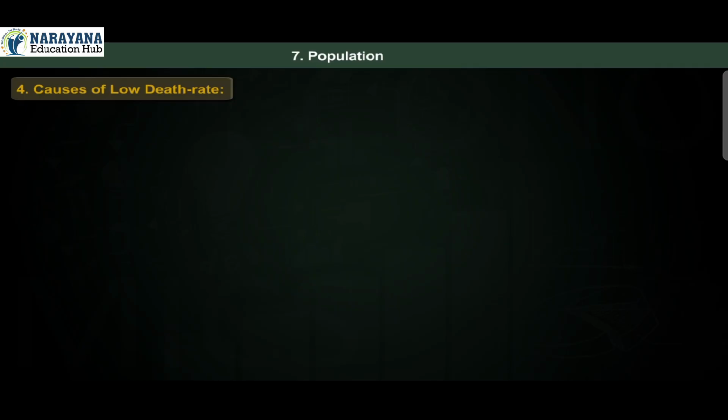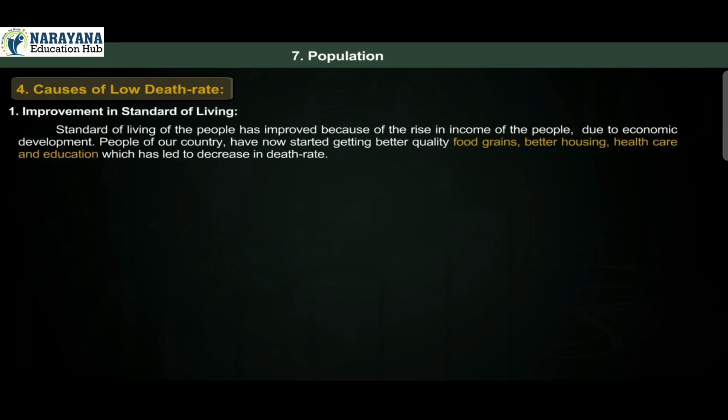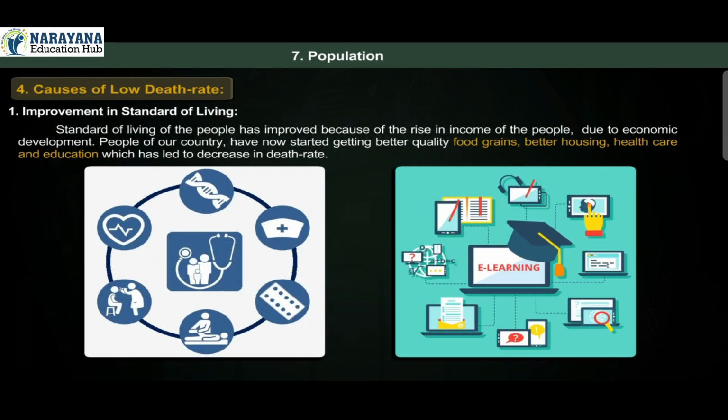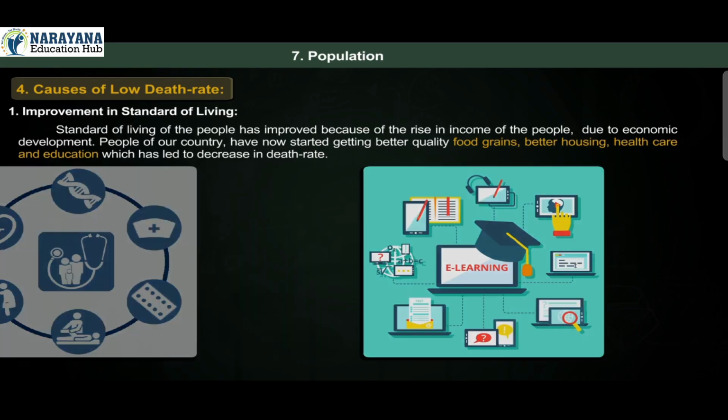Causes of low death rate. Improvement in standard of living. Standard of living of the people has improved because of the rise in income of the people. Due to economic development, people of our country have now started getting better quality food grains, better housing, healthcare and education, which has led to decrease in death rate.